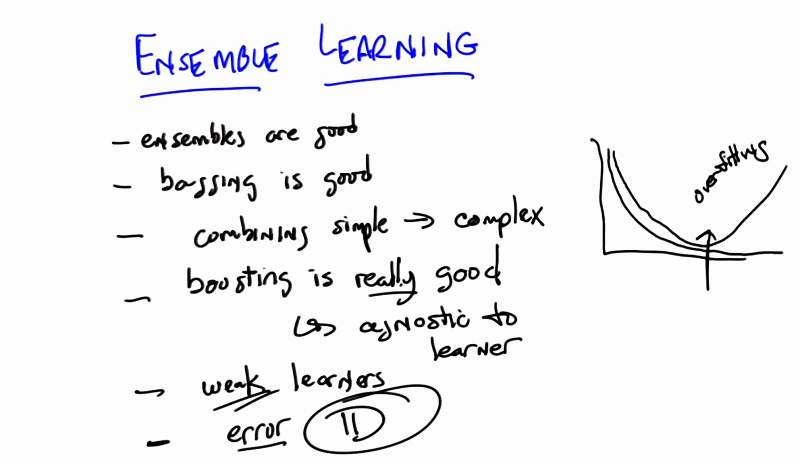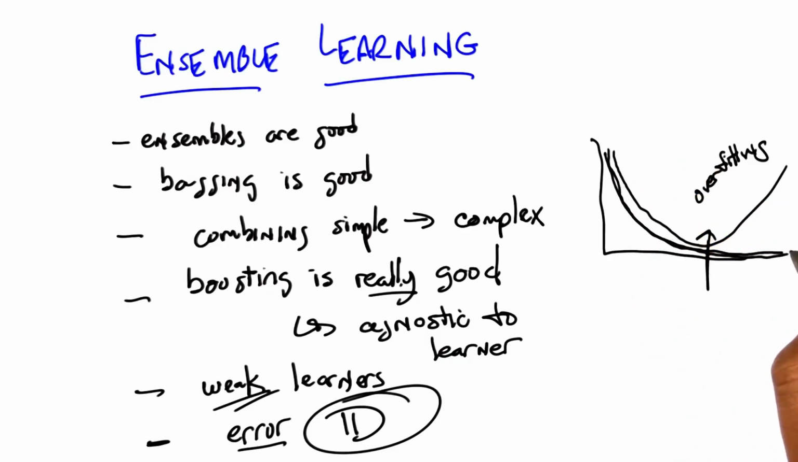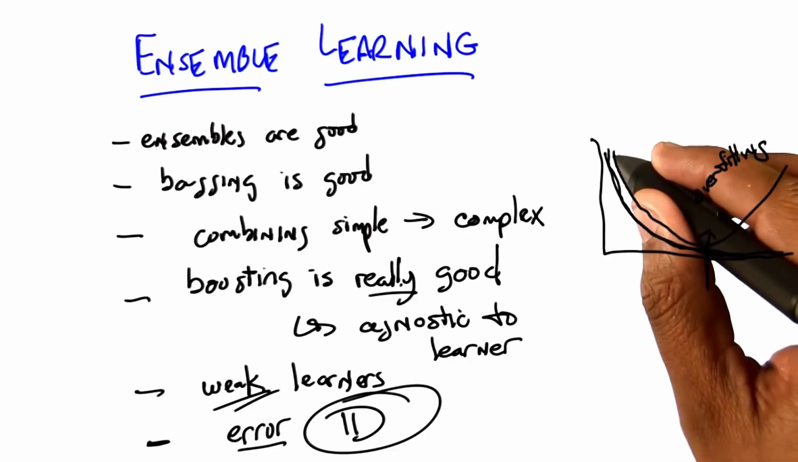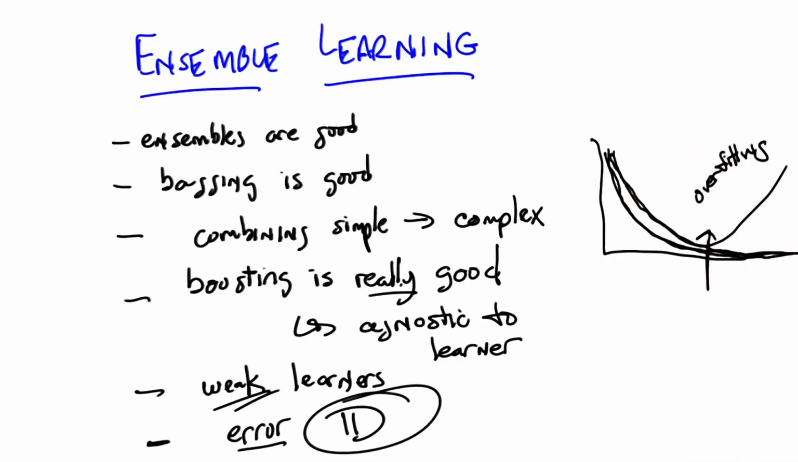Well, what if I told you that in practice, when you run boosting, even as you run it over time, so that your training error keeps getting better and better and better, it also turns out that your testing error keeps getting better and better and better and better. That seems too good to be true. It does seem too good to be true. It turns out it's not too good to be true, and I have an explanation for it.